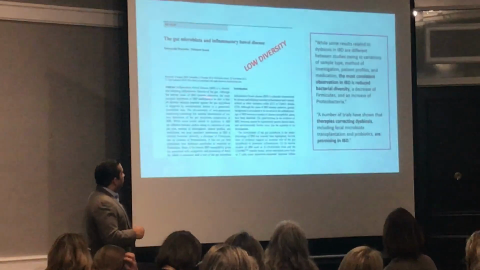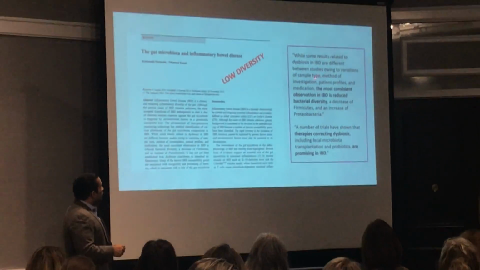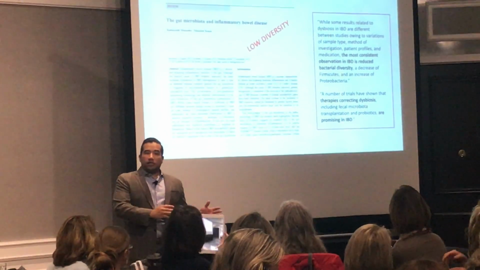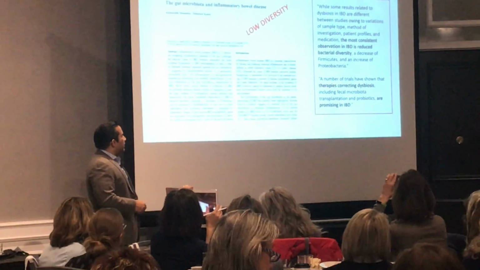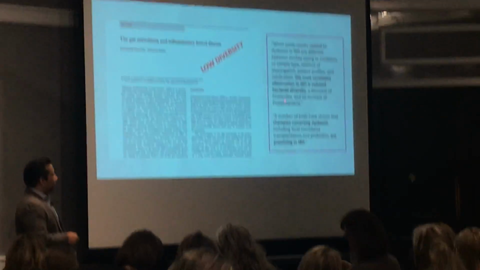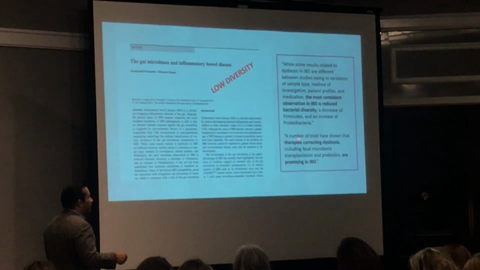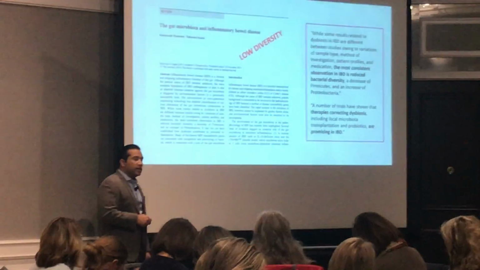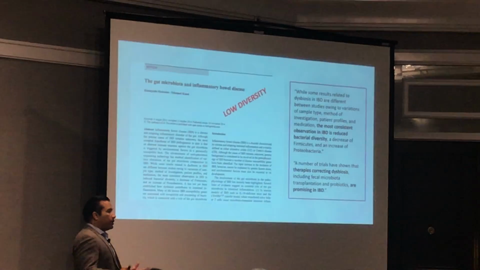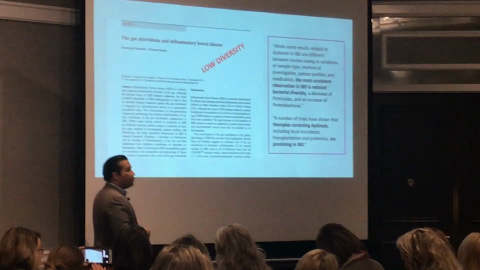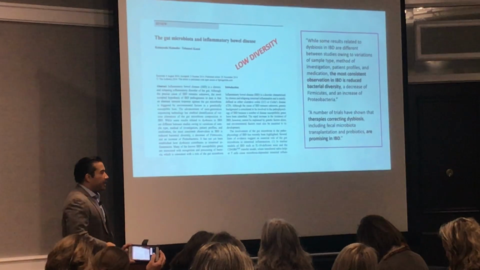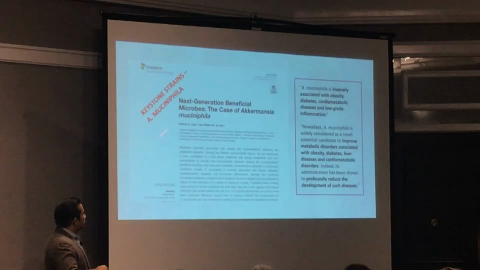Here's another review paper that talks about low diversity. This is in inflammatory bowel disease. They looked at IBD patients and an age-matched cohort who don't have IBD, and the most consistent observation that they found in IBD is reduced bacterial diversity. Right? So they then recommend that therapies that correct this type of dysbiosis can be really promising in IBD. So when you look at the meta-analysis, all of the papers out there, all of this research on IBD, you find that low diversity is a big driver of the condition, and it's a feature across the board in IBD subjects.